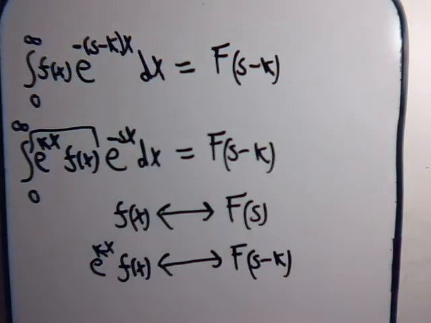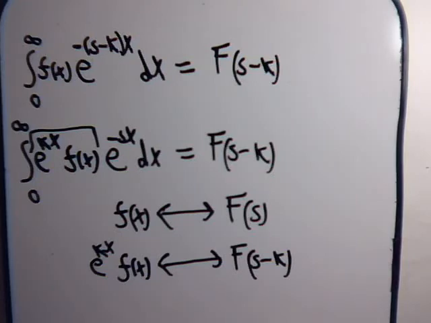So, if our function f of x has a corresponding Laplace transform function of f of s, if I multiply that function by e to the kx, then the new Laplace transform is going to be the original one, only now we have s minus that k term. So, let's think of it like this to get the most value out of these relationships.